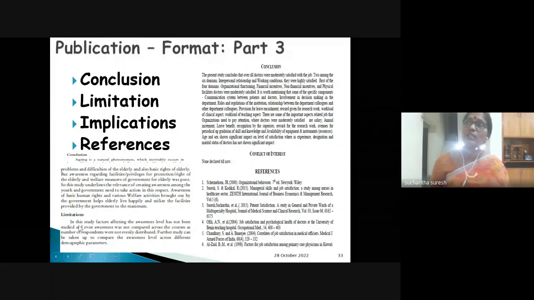Okay. In this, they have specifically asked us to write the limitations of the study, because the limitation of the study helps the researcher to take it up as a research gap in their study. It's very good actually.